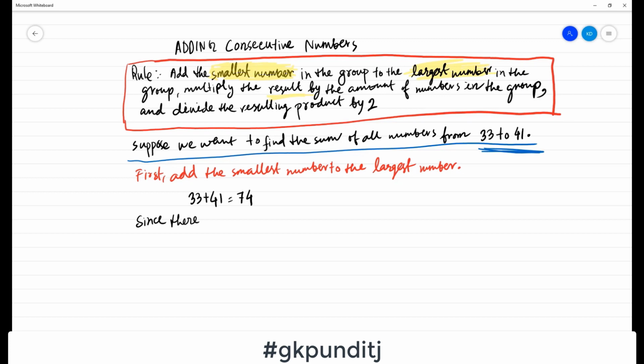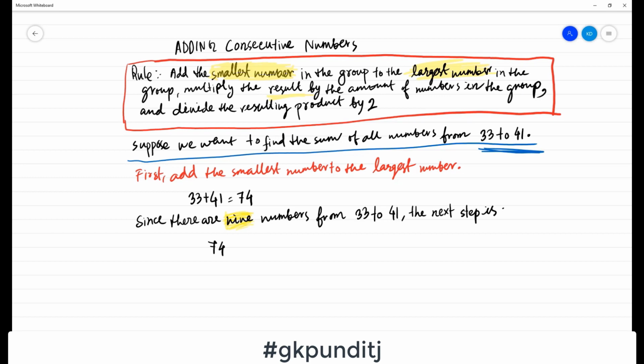Now, there are 9 numbers from 33 to 41. The next step is, see what the rule tells us. After adding, now what you need to do.